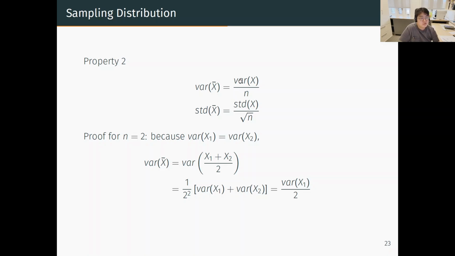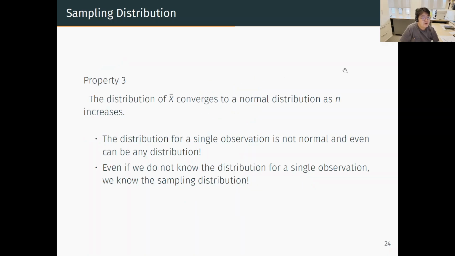Okay, that's pattern 2, right? And pattern 3: the distribution of x bar, the sample average, converges to a normal distribution as the sample size increases. So it's pretty simple, like normal distribution. We already saw the histogram. What's amazing is that I'm not saying the original distribution has to be normal. No matter what the single distribution is, in the end, the average will be normal, right? As you saw from the simulations.